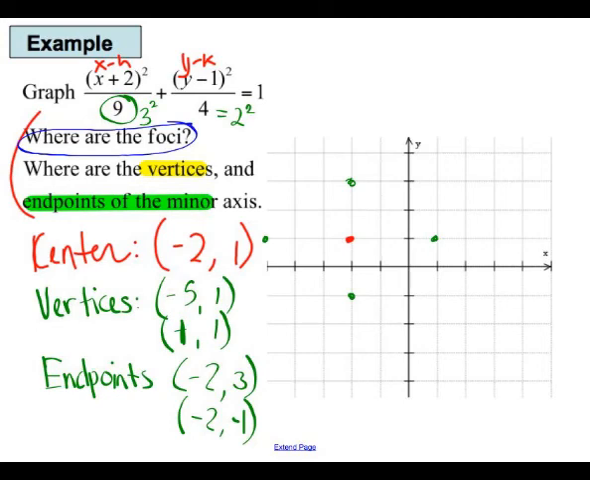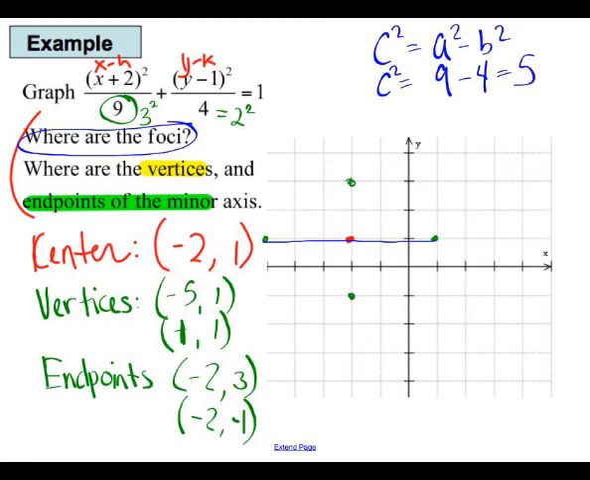Last but not least, I need to find the focus points. I want to remember they're always on the major axis. So our major axis is this horizontal axis here. And the last thing I need to remember is that c squared, which represents the distance to the focus squared, will always equal a squared minus b squared. So in our case, a squared was 9, b squared was 4, and we get 5. Because remember, a squared minus b squared, 9 minus 4. But that's equal to c squared. I need just c. So I'm going to square root that and get 2.23. That's the value for c.